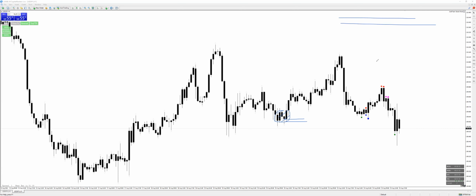And when we have a resistance and a support, when the price is at the bottom of the chart, you should just search for a buy. And when the price is at the top of the chart, you should just search for a sell. Till when?